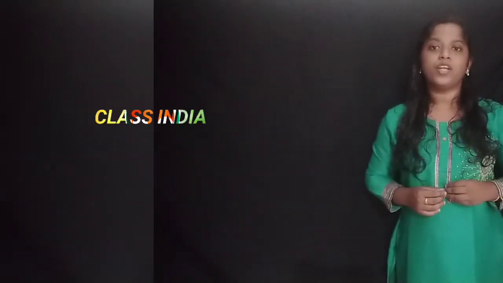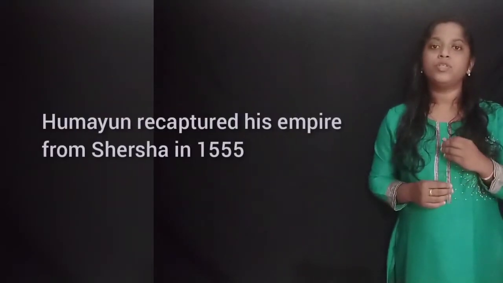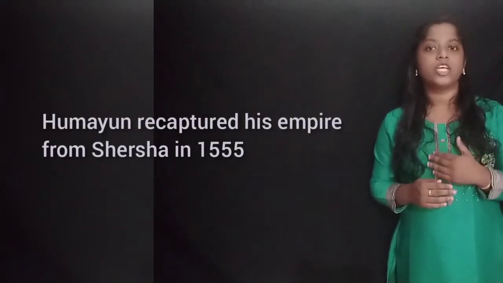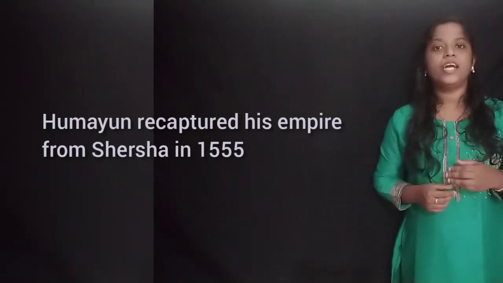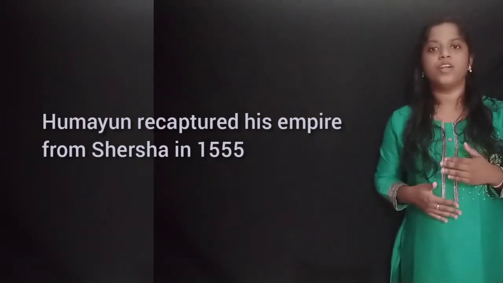Sher Shah Suri ruled Delhi from 1540 to 1555. But in the year 1555, Humayun recaptured his empire from Sher Shah Suri's successors. And he continued in power for one year, from 1555 to 56. Akbar was the ruler of Mughal Empire from 1556 to 1605.